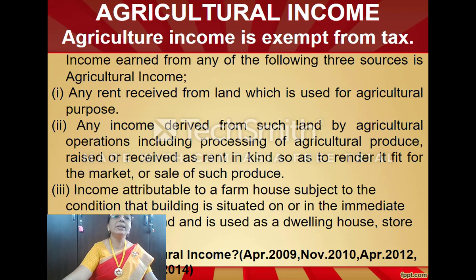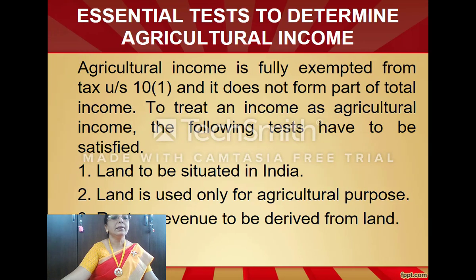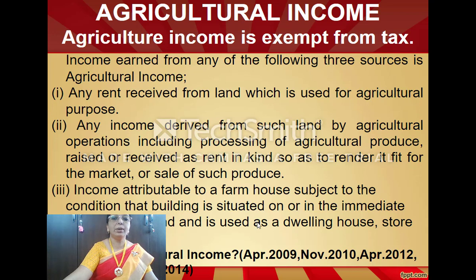Agricultural income. Agricultural income is exempt from tax. So, income earned from the following three sources is an agricultural income: any rent received from land which is used for agricultural purpose, any income derived from such land by agricultural operations including processing of agricultural produce raised or received as rent in kind, and any income attributable to a farmhouse subject to the condition that the building is situated on or in the immediate vicinity of the agricultural land and is used as a dwelling house or a storehouse for agricultural produce.